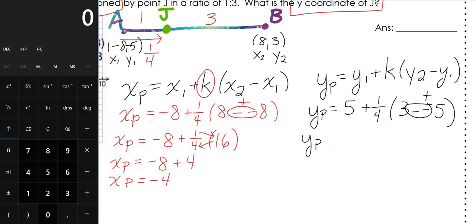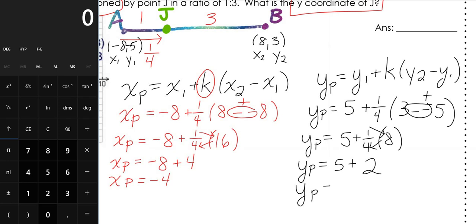So let's keep going. YP equals 5 plus 1/4 parentheses 3 plus 5, which is 8. YP equals 5 plus, okay, 1 times 8 is 8. 8 divided by 4 is 2. So 5 plus 2. Okay, let's keep going. YP equals 7. Now that seems wrong because we got -3.